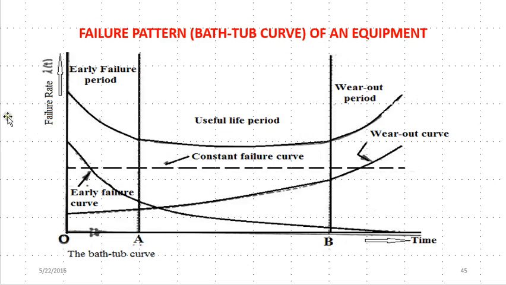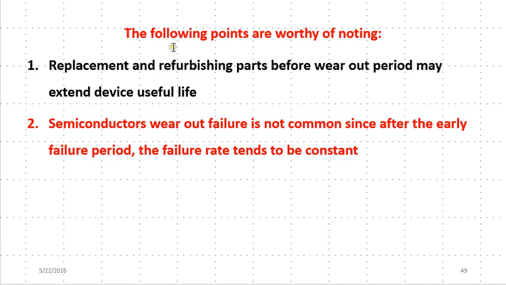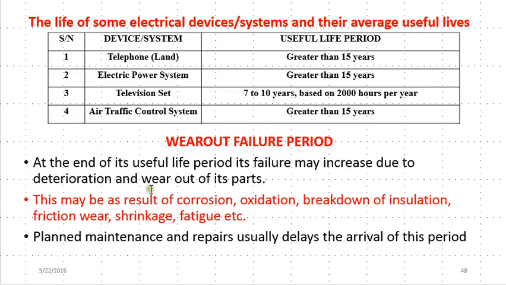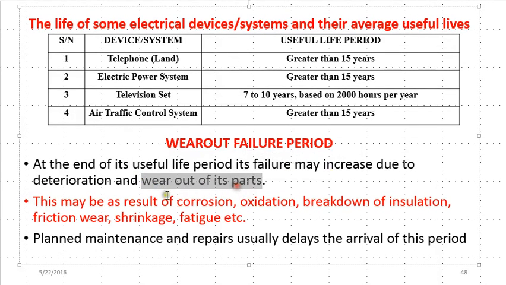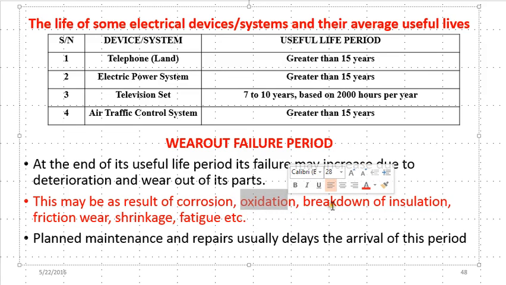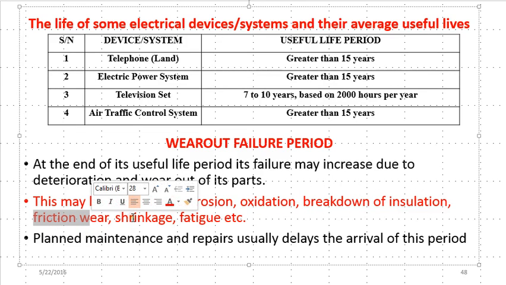Now we go to the last segment, which is the wear out period. This wear out period is a period where the device has already become old, parts of the components have started fading away, that is wearing out, and this may be as a result of corrosion, oxidation, breakdown of insulation, friction wear, shrinkage, that is reduction in size, and fatigue, becoming weaker and weaker. Even as a human being, as you grow older, you experience all these setbacks.